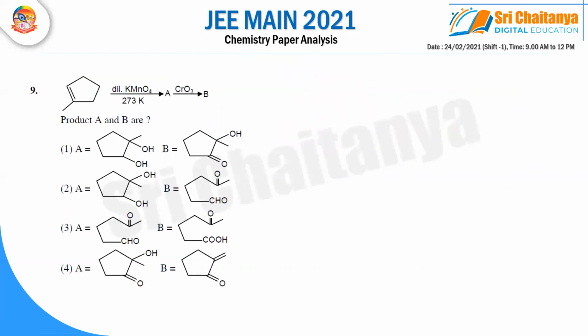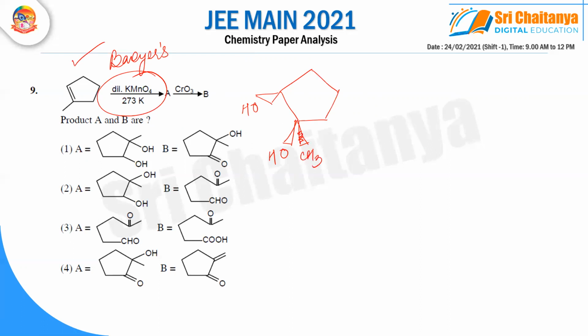In the next question, we have this particular substrate, and then we have this particular reagent. Now, what is that reagent? This is Baeyer's reagent. What does it do? Cis hydroxylation. So that means what? 2 OH will get attached on either carbon, but from the same side. So that means this CH3 group is now at the bottom. Now this is my A.